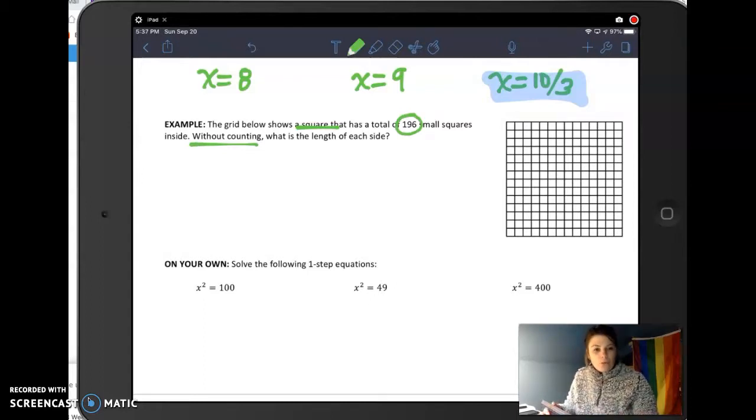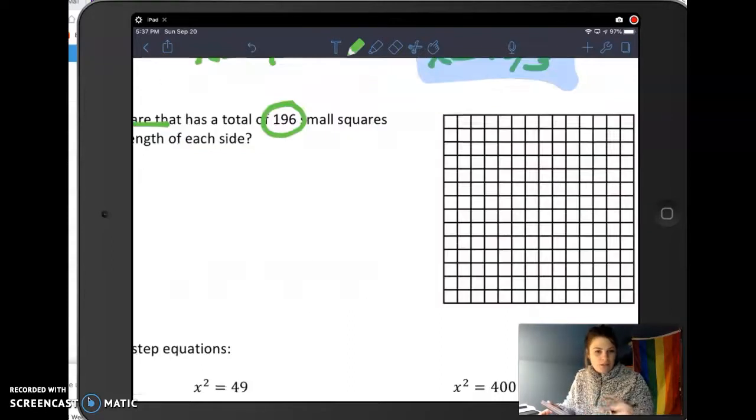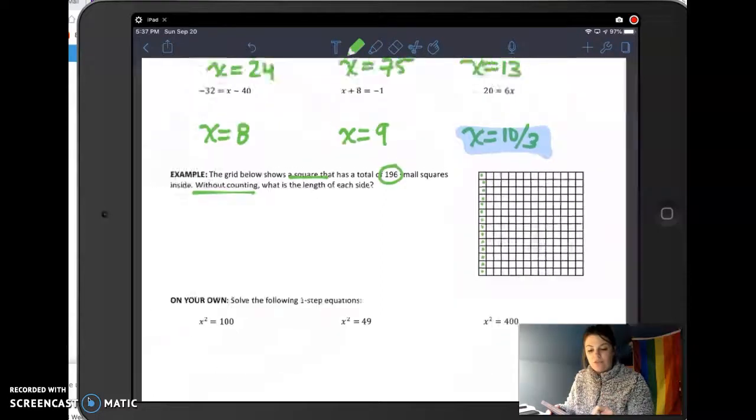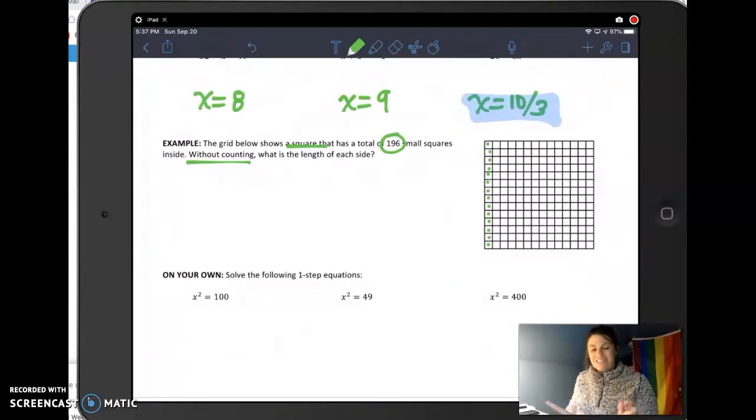Okay, well, you're probably curious. You'd rather just answer this question by counting instead of having to do an equation. So 1, 2, 3, 4, 5, 6, 7, 8, 9, 10, 11, 12, 13, 14. So 14 is the length of the side of the square. So how can we use algebra to do that same thing?